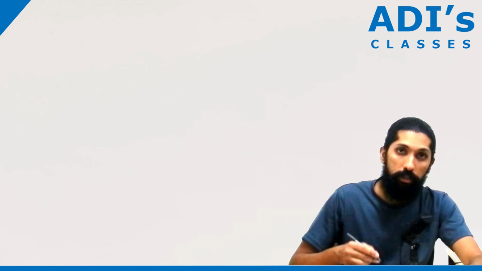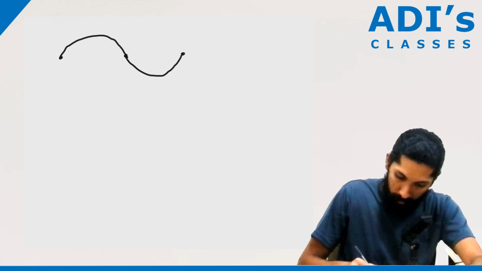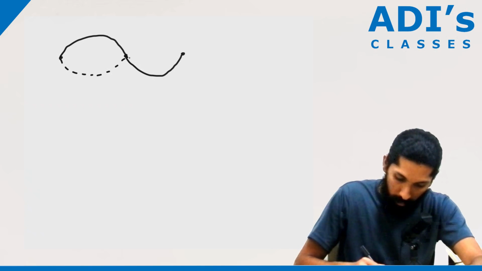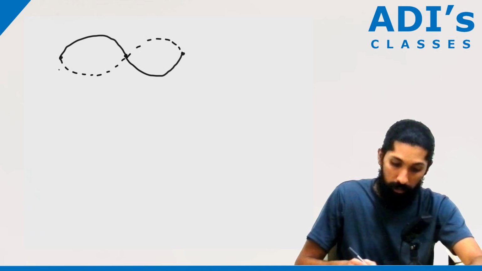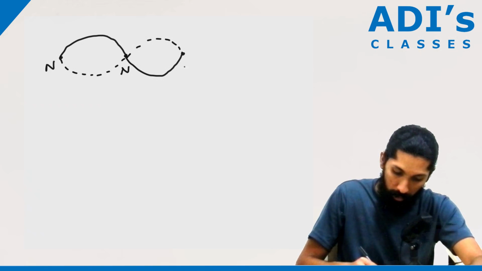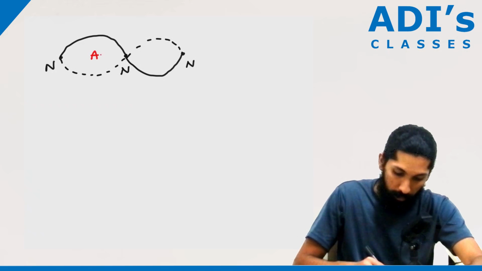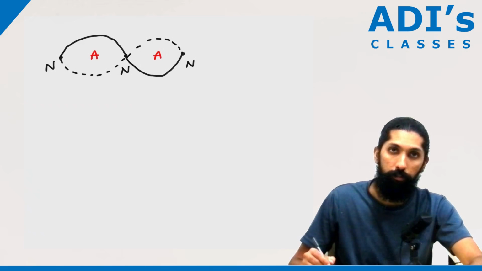Okay, let's do the same thing for second and third harmonic now. For the second harmonic, we'll have 1, 2, 3 points. So first goes like this. This is going to be 1. This is going to be the second one. In the sense, there is a node, node and node. So there are 3 nodes and there are 2 antinodes here and here. This is how it's going to be.